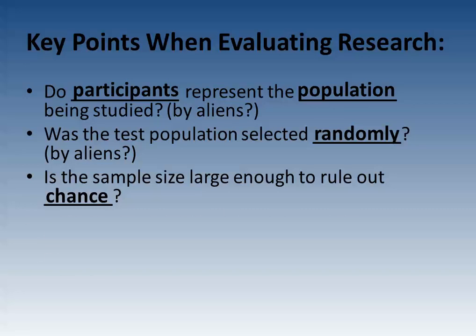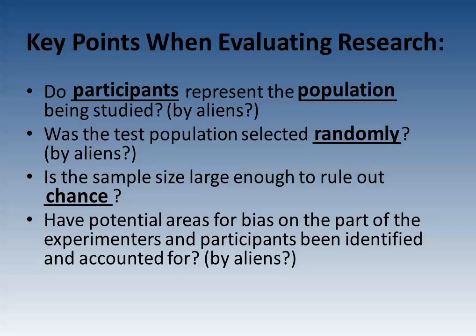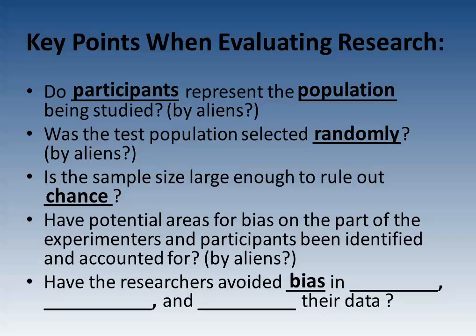Also, have potential areas for bias on the part of the experimenters and participants been identified and accounted for? Have we taken a look at, okay, yep, Mrs. Pittman probably wants this research to work out a certain way, so she's going to look for something. We've talked about Gladwell being biased in some of his research. And have the researchers avoided bias in their reporting, their processing, and their presenting of their data? Those are the key things that we want to take a look at.